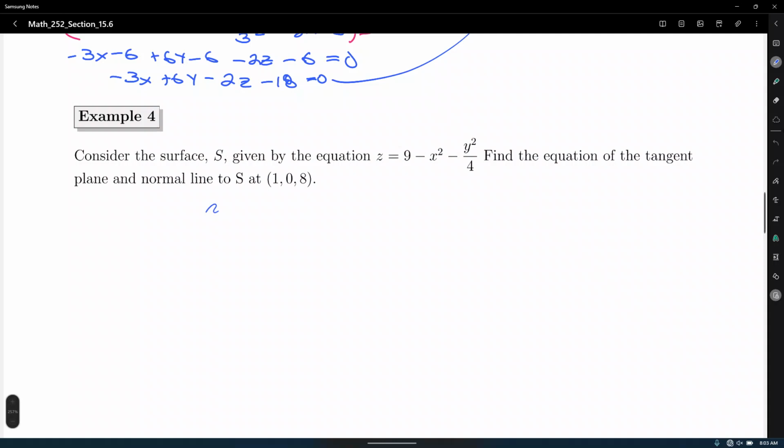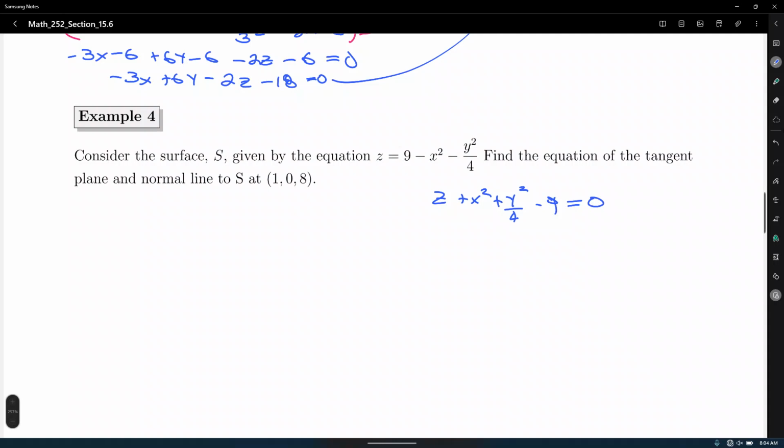But it's not my favorite way to go about it, so we will be working everything in terms of implicit functions. Regardless of whether you're given an implicit or an explicit function, just send everything to one side and call that your big F. So big F will be, let me move everything to the left-hand side, z plus x squared plus y squared over 4 minus 9. That is equal to 0, essentially, if we treat it like an equation.